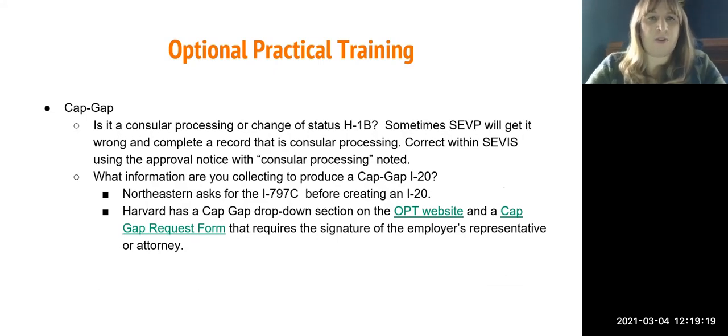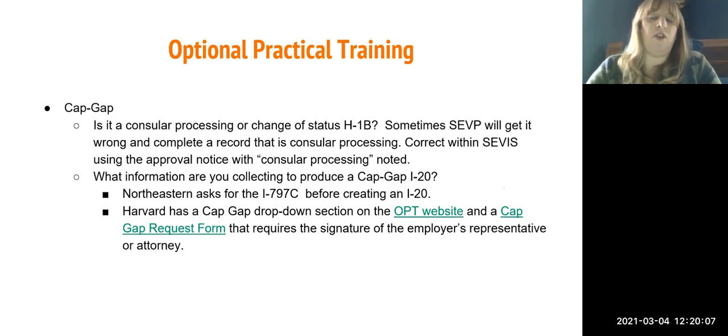I think this is the last one for regular OPT, for post-completion OPT. There are some sticky things that happen with CapGap. Again, that's really common and long-standing problems. We often see, I don't know how often, but it's common that we might see consular processing and in-country change of status get mixed up and confused within the system. So sometimes SEVP will get it wrong and complete a record that's supposed to be for consular processing. And that can just be corrected within the corrections management system in SEVIS as well.